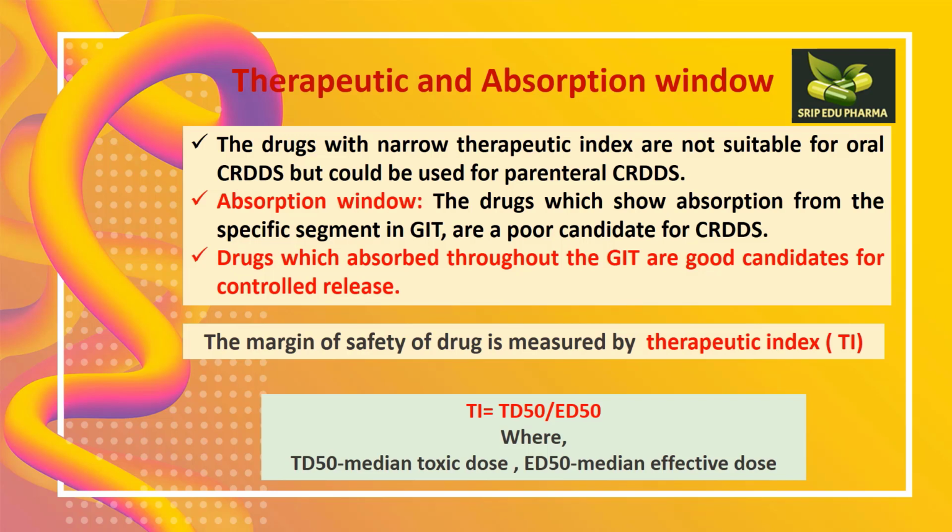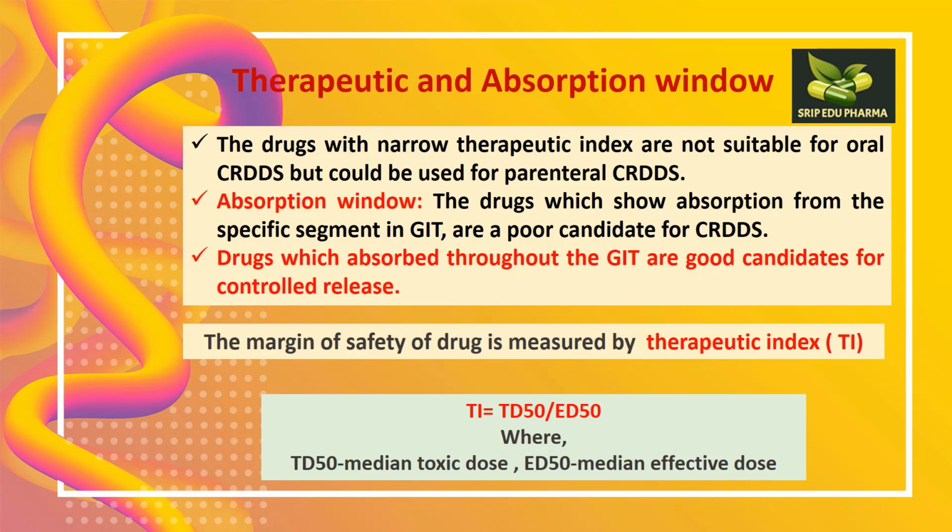Now we have already seen that if the drugs have a very narrow therapeutic index, then they are not suitable for oral controlled release formulations. But we can prepare parenteral controlled release formulations for them. And if the delivery system fails to control release, then it would cause dose dumping and ultimate toxicity. Hence, we have to avoid this.